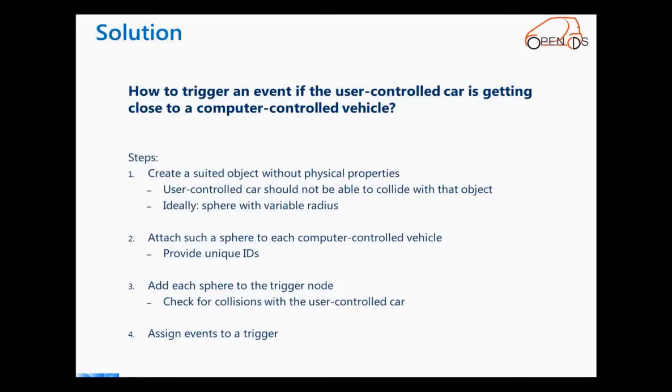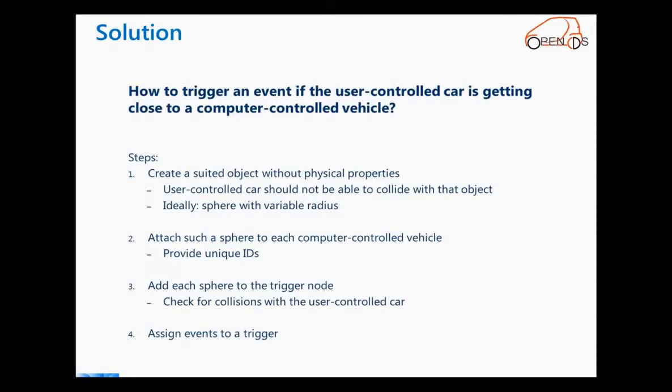Furthermore, we have to add each sphere to the trigger node, which is responsible for checking collisions with my own driving car. And after that, when I'm able to detect collisions with bounding spheres, I can assign events. For example, I can output a message to the screen whenever I hit the bounding sphere, which means I came too close to one of the driving vehicles.